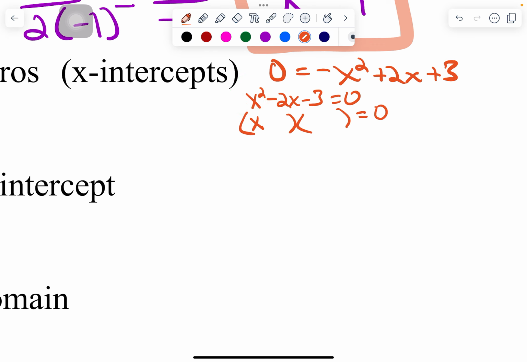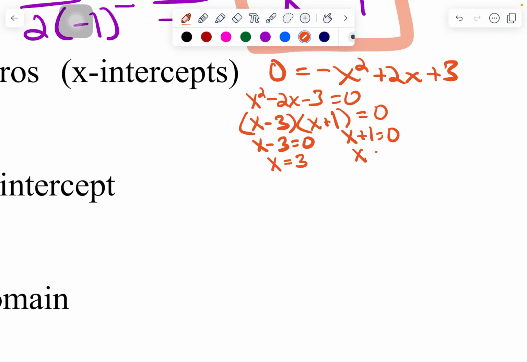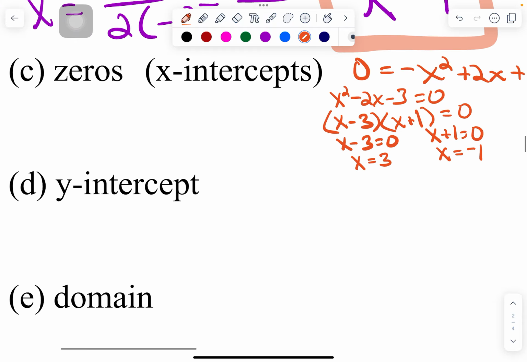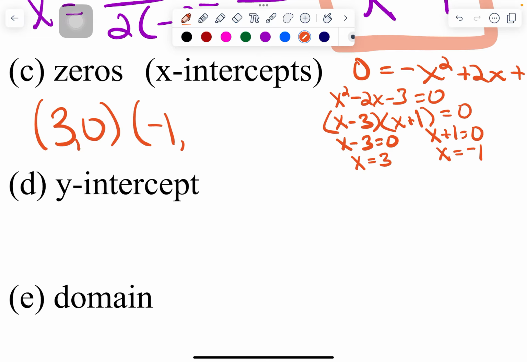So I'm going to split the x squared. I need two numbers that multiply to negative 3 and add up to negative 2. So minus 3 plus 1. That will get me x minus 3 equals 0, and x plus 1 equals 0. Adding 3 to both sides, I get x equals 3. Subtracting 1 from both sides, I get x equals negative 1. So my zeros are going to be the points (3, 0) and (negative 1, 0).